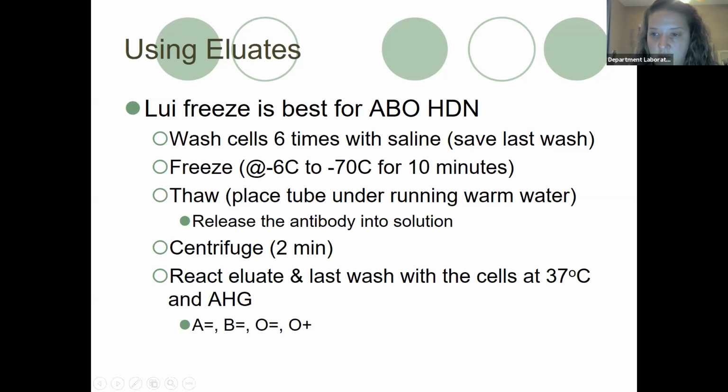You're not going to decant it like we normally would, all right? You're going to save that last wash. That last wash must be run in conjunction with the eluate, and that last wash must be negative, okay? It's kind of like an internal quality control that the antibody has adequately been washed away, so there's no unbound antibody remaining in our last wash. Okay, so I have an example coming up that will be more clear.